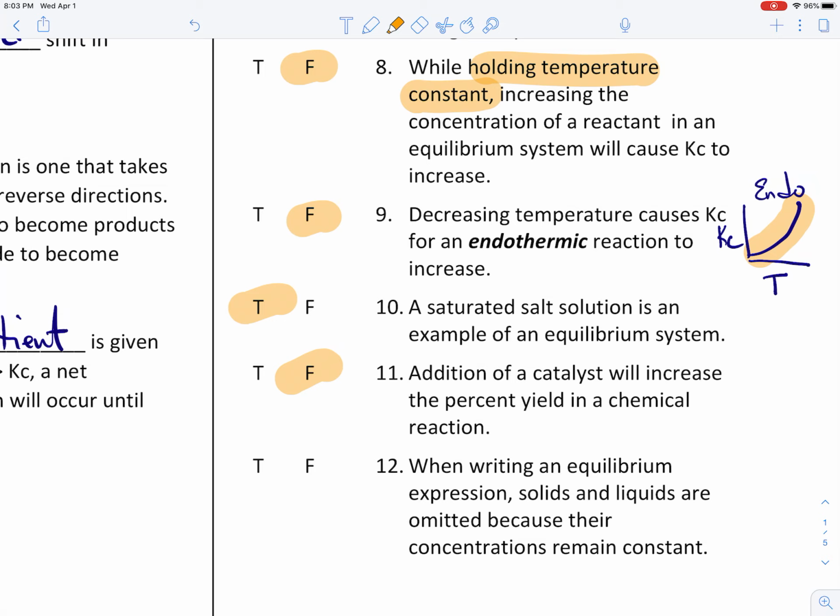Number 12, when writing equilibrium expressions, solids and liquids are left out because their concentrations are constant. Well, we know that solids and liquids are left out, but do you remember why we leave them out? This is exactly the reason. This is true. The concentration of a solid doesn't change. If you use up half of a solid in a chemical reaction, the concentration of the remaining solid is the same as the concentration of the starting solid. And the same would be true for liquids. So because their concentrations are constant, we don't include them in the expression for Kc.